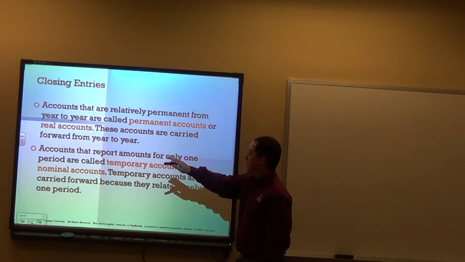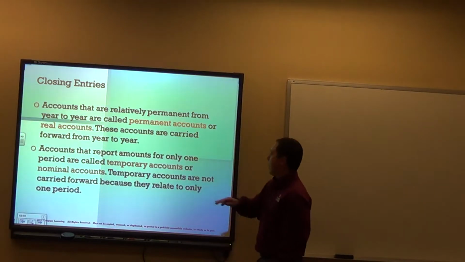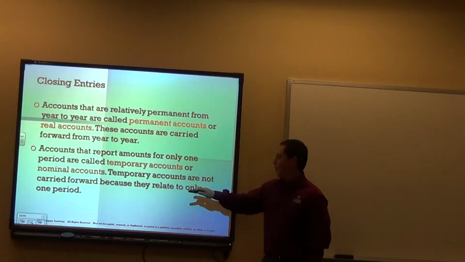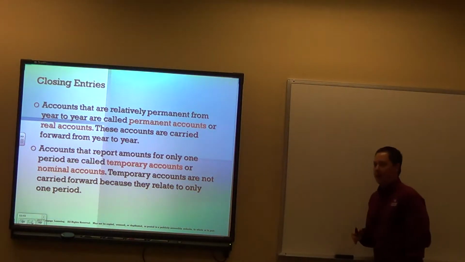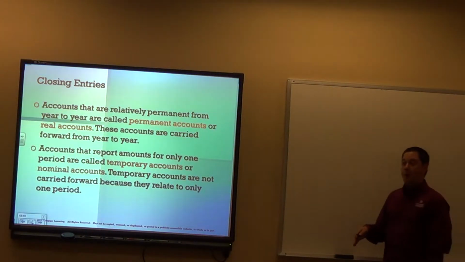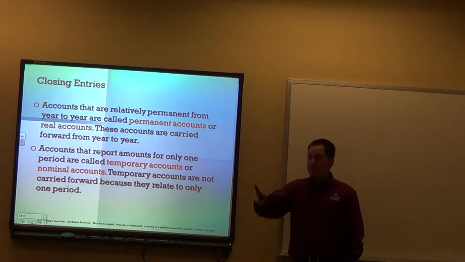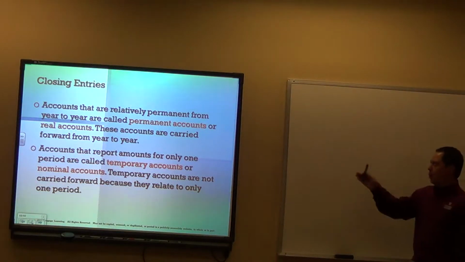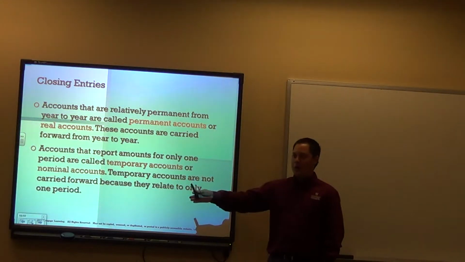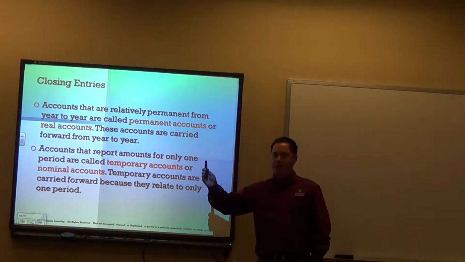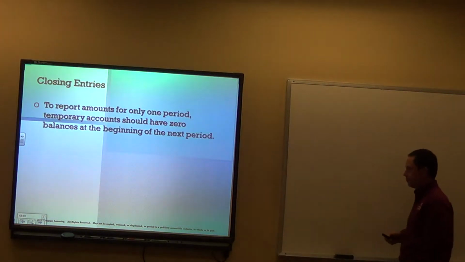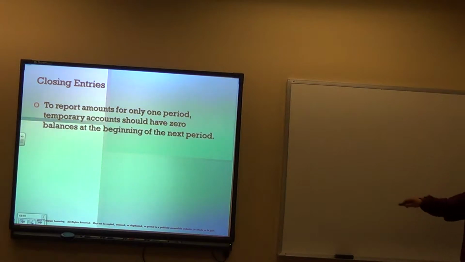Accounts that report amounts for only one period are called temporary accounts. Those are not carried forward because they relate to only one period. Like our income statement, we want to know how we do each and every period. So we zero those out at the end of it, and then we move that over to retained earnings. Our net income or net loss then goes into the balance sheet. We'll take a look at how all that works.